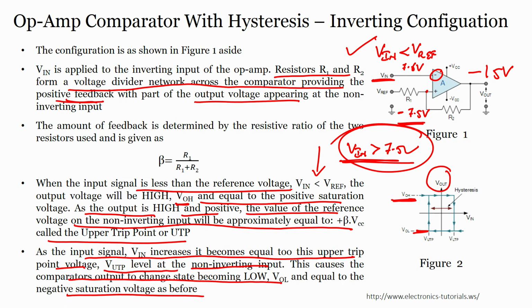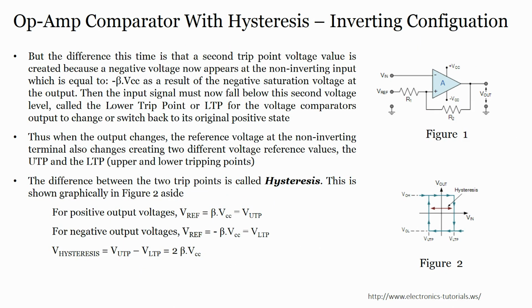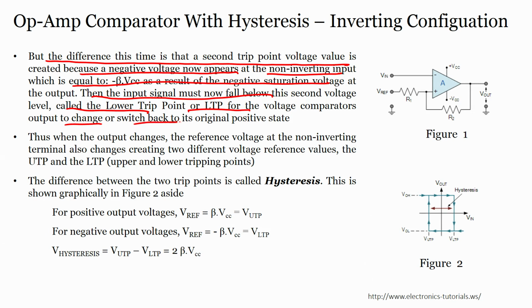Okay. So, let us see further, but this time the difference is a second trip point voltage created because a negative voltage appears at the non-inverting input. Then the input signal must now fall below the second voltage, called the low trip point or LTP, for the comparator's output to change or switch back to its original positive state. Same thing that we have discussed, again here, right.